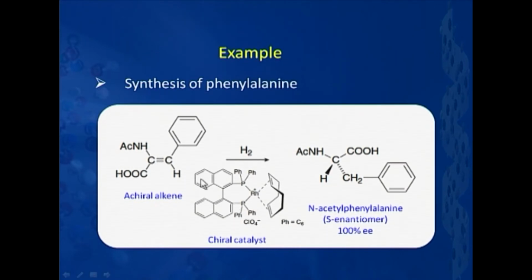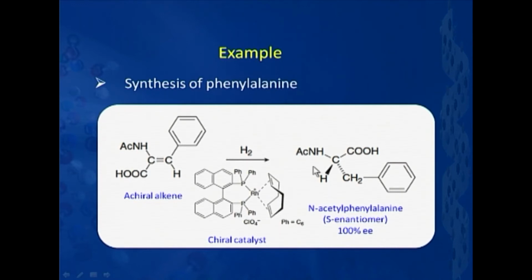When I do that, I will get the product as my S enantiomer. That is, I am getting N-acetyl phenylalanine, my target amino acid, but as an N-acetyl derivative of that. But important is that I am getting the S enantiomer with 100% enantiomeric excess. That means there is no trace of the R enantiomer there. So, I am getting only the S enantiomer which I want here.